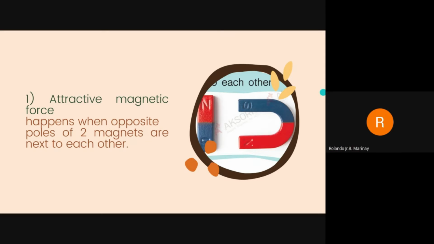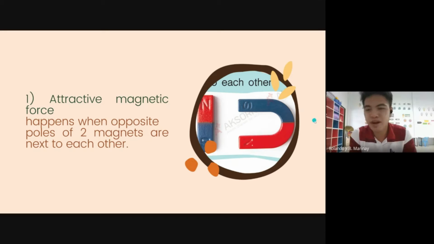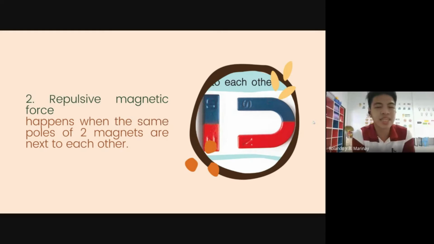We will learn more about the magnetic force in our next topics. The next one is the repulsive magnetic force. It happens, kids, when the same poles of magnets are next to each other because they will repel each other. That is why it's called repulsive, because they will repel from each other.